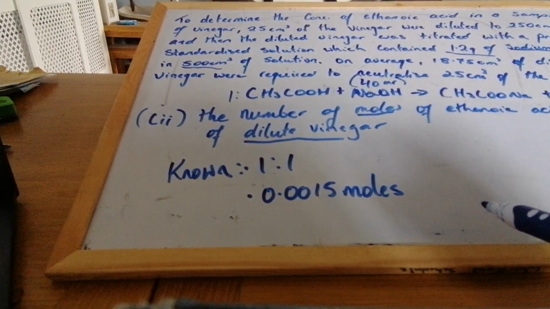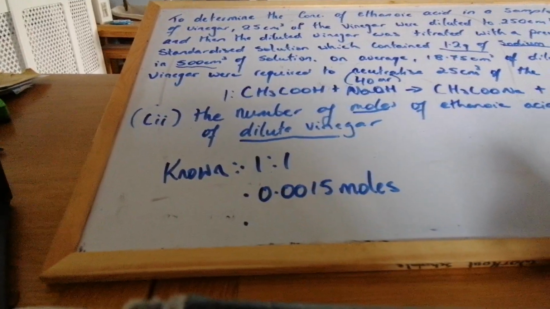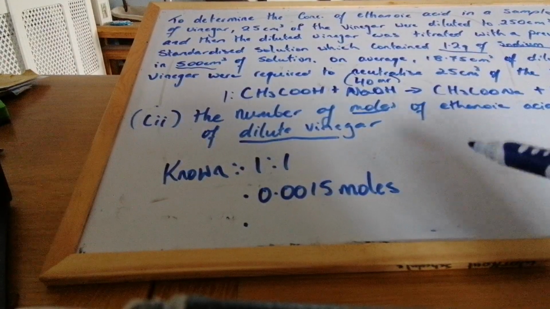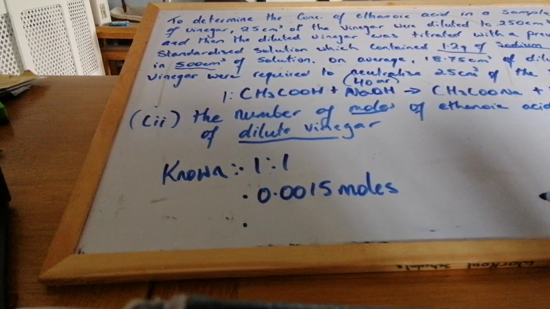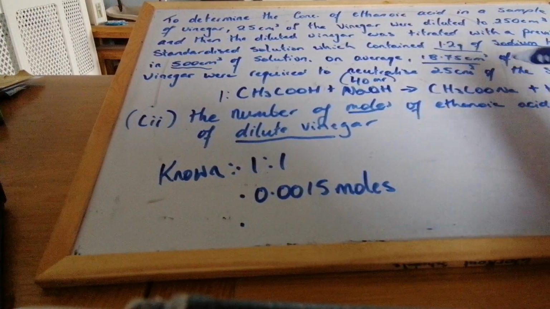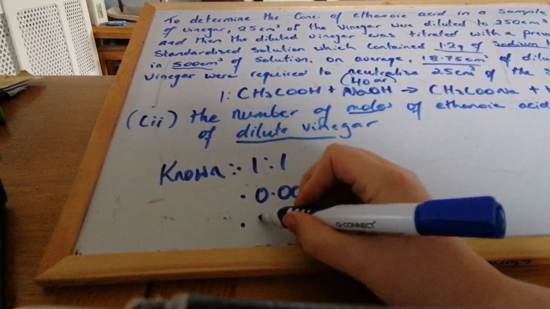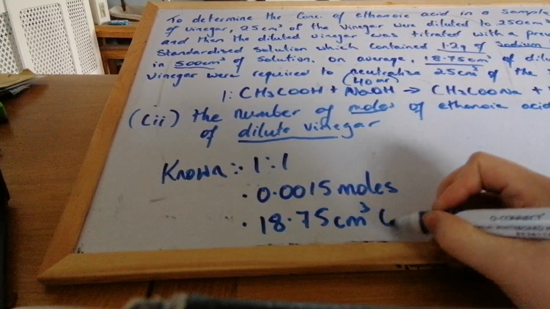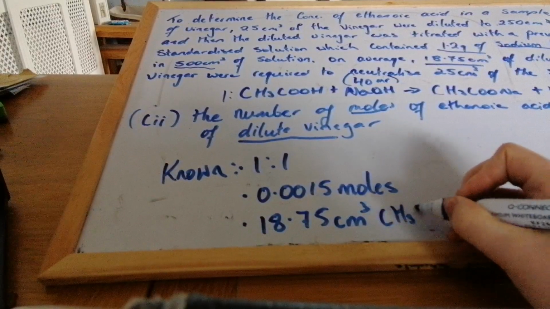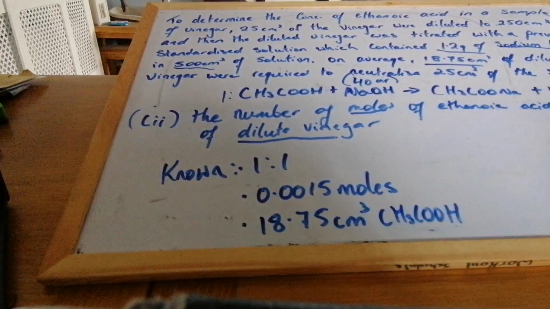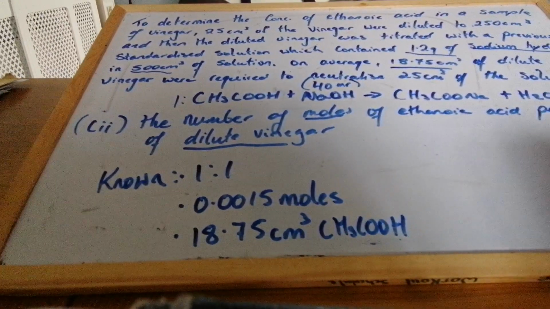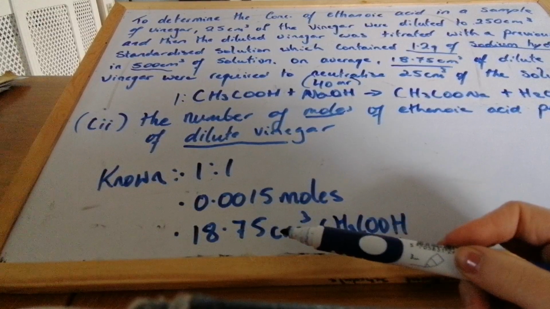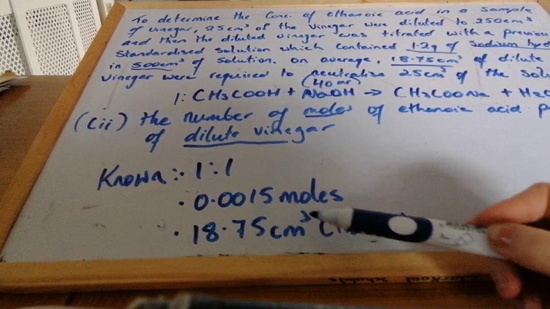The other point that we need to note down here, sorry, I nearly forgot it. We need to note that we didn't use 25 centimetres cubed of our ethanoic acid. We used 18.75 centimetres cubed. So there was 18.75 centimetres cubed of our CH3COOH used. Okay, so they're all known. Again, this comes straight from the question. This came from part 1 and this came straight from the question. Okay, so I haven't actually done anything here.